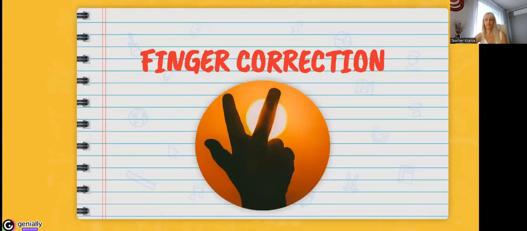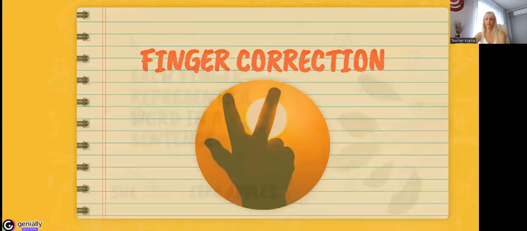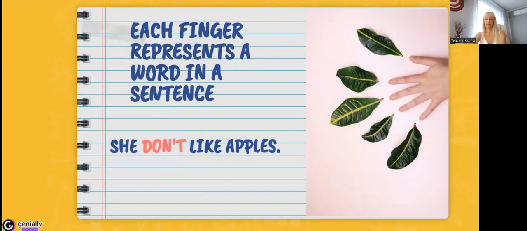Finger correction. This technique caters for more interactive correction, but get your students acquainted with how it works. First, demonstrate that each finger represents a specific word in a sentence, and you hold up one finger for each word. It helps to visualize correction and spot the exact place in a sentence where your student was wrong. So you have to move or point to the finger that corresponds to a mistake. It gives them a visual clue.